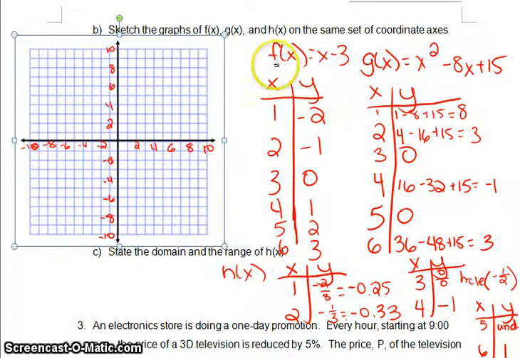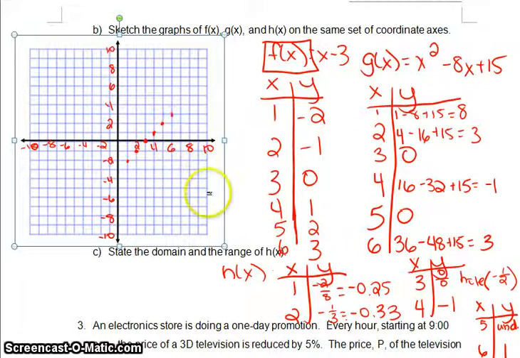Alright, so I'm going to do f of x here. I'm going to do this one here in red. So there we have 1. When x is equal to 1, we're at negative 2. When x is equal to 2, we're at negative 1. When x is equal to 3, we're at 0. When x is equal to 4, we're at 1. And when x is equal to 5, we're at 2. And when x is equal to 6, we're at 3 there. Alright. So it should create a nice straight line there.